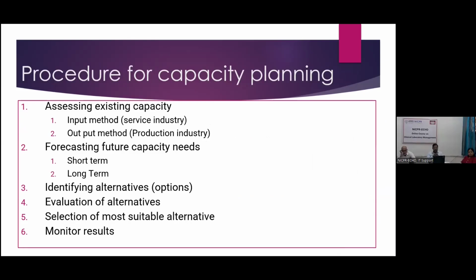Then procedure for capacity planning. These are the various steps. First of all, we assess the existing capacity, which we can do by input method or output method. In service industry, we do by input method. Then we require forecasting. Then we identify various alternatives. I'll talk about various alternatives in my next slide. Then we evaluate those alternatives and we select the most suitable alternative, and thereafter we monitor the results.